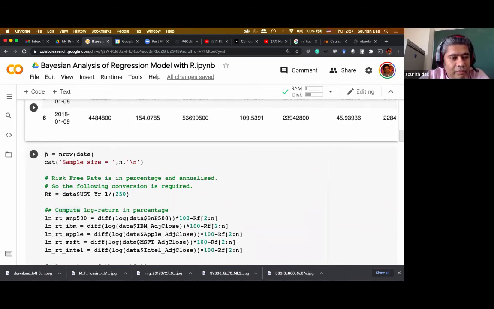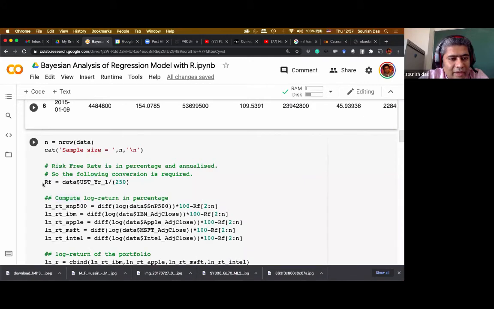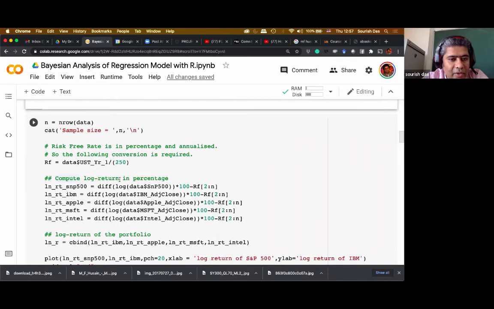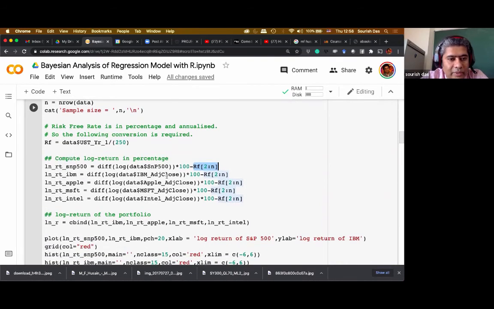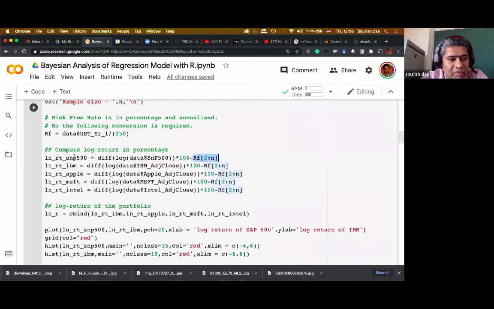So we have n row, the sample size, the number of samples, the number of rows. I have calculated something called risk-free rate, which is I have taken the 1 year treasury bills data and then divided that by 250. And then here I have calculated the log return in percentage and then subtracted the risk-free rate. That is how we typically calculate the risk premium, that is important for the capital asset pricing model. So I did it for S&P 500, IBM, Apple, Microsoft, and Intel.